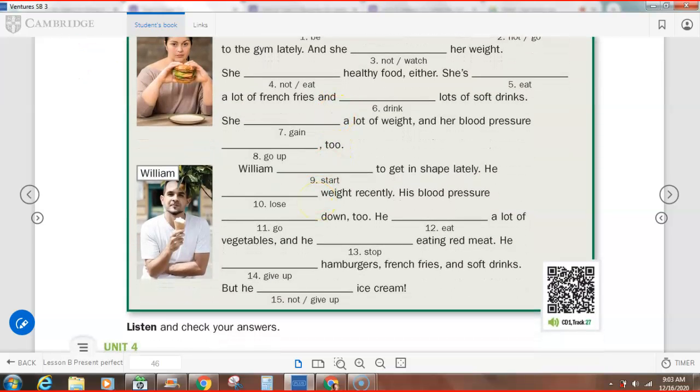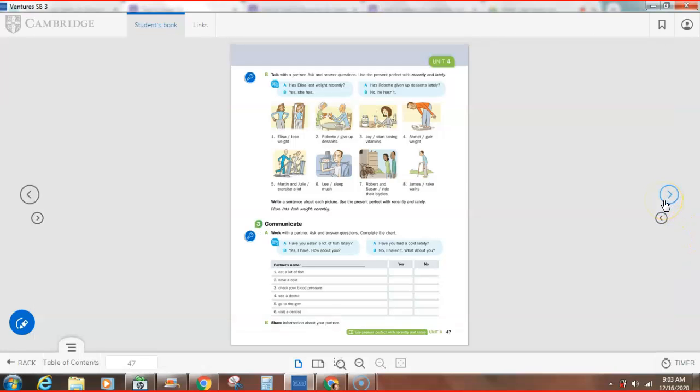Where we reach now? He has given up hamburgers, French fries, and soft drinks. But he has not given up ice cream. Good. You could say he's not, or you could say he has not. He hasn't. Excellent. Good job. All right, let's move to the next page.